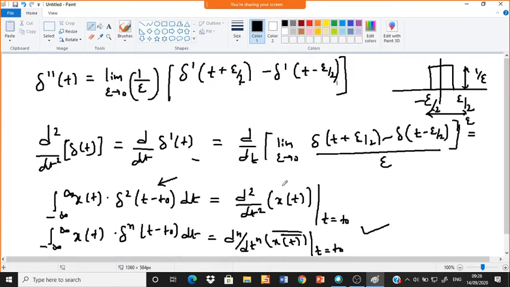Okay, any signal x of t they give, for example, if you take x of t equal to t, and now you perform the calculation for the shifted version of this one or the derivative, for example, find the second derivative if they ask.